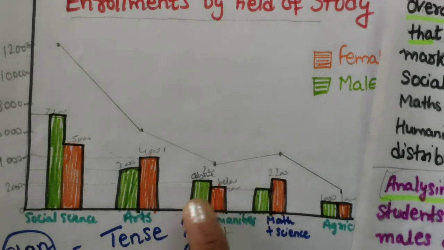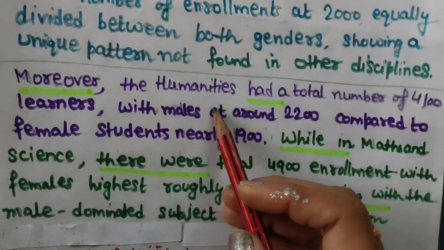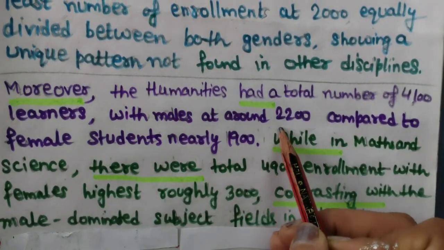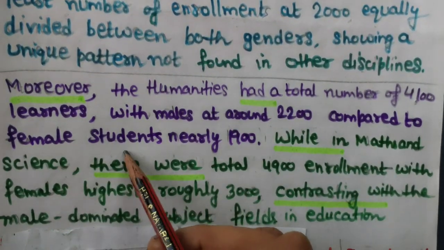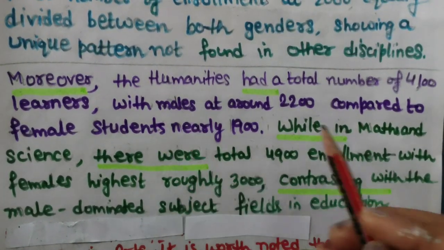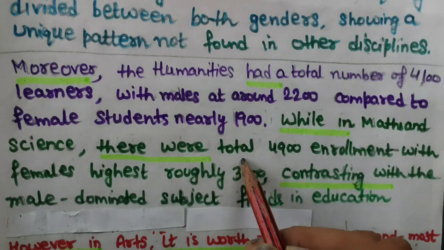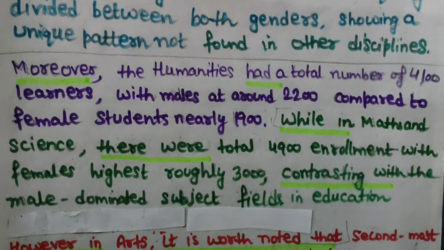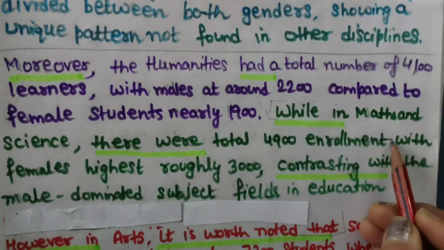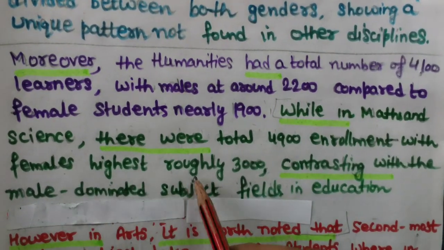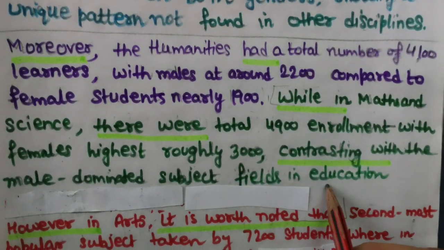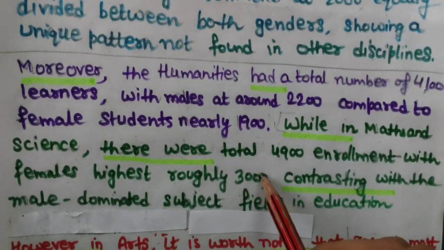with these two subjects. Moreover, humanities had a total number of 4,100 learners, with males around 2,200 compared to female students nearly 1,900. While, so first humanities I have talked, while in maths and science there were total, so this sentence structure is really important, you should use it. There were a total 4,900 enrollments, with females highest at roughly 3,000, contrasting with male dominated subject fields in education. Okay, now two subjects we have done.